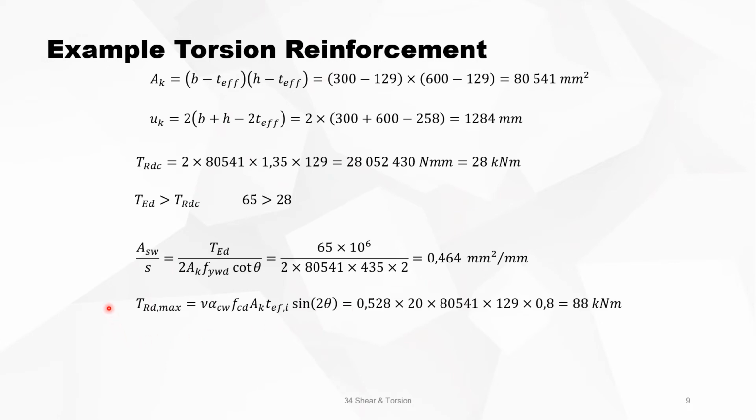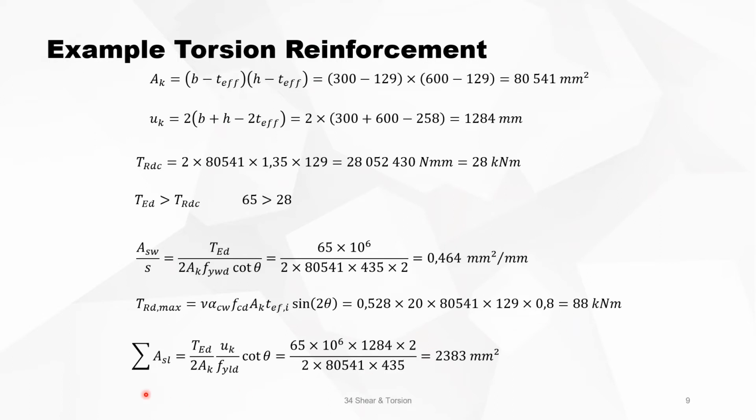We have to check the concrete struts, TRD max, which is given by this formula. If you put in the numbers, you have 88 kilonewton meter. So the maximum that you can take is 88, or the concrete struts cannot handle it, but the applied is 65, so this is okay.